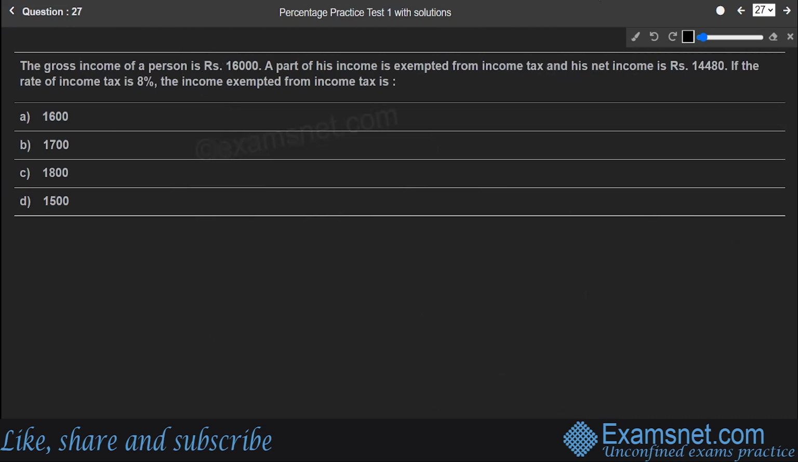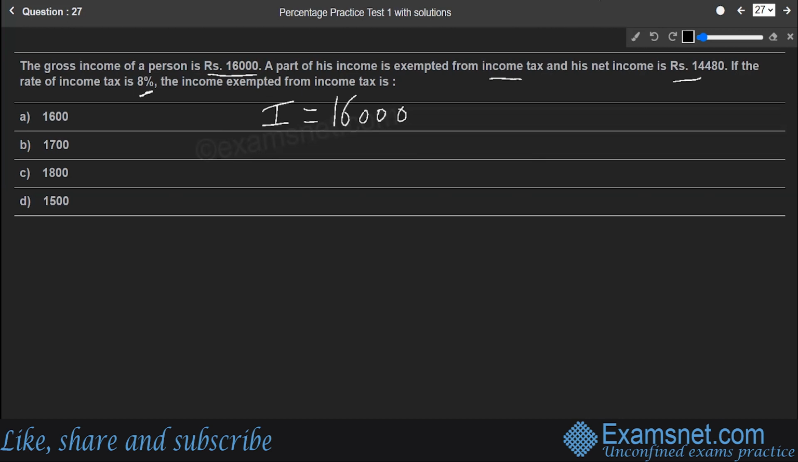Now, the gross income of a person is 16,000. A part of his income is exempted from income tax, and his net income is 14,480. If the rate of income tax is 8%, then the income exempted from income tax is, that is the question in front of us. Let us read it. The income is already given to be 16,000.